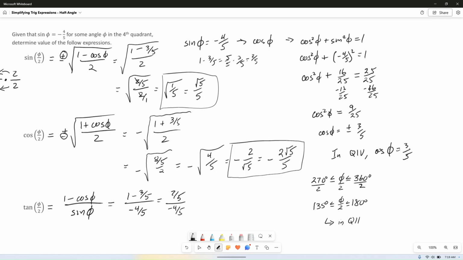And so we're taking a fraction and dividing it by another fraction. So let's multiply by the reciprocal. So 2/5 times a negative 5/4. The 5's are going to cancel, and the 2 and the 4 will both reduce a little bit. So the 2 becomes a 1, and the 4 is going to reduce down to a 2. So in the numerator, we just have a 1, and in the denominator, we have a 2. And then we have our negative here. So the tangent of phi over 2 is actually just going to be a negative 1/2.